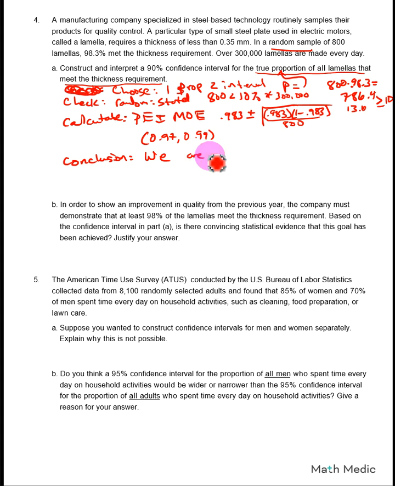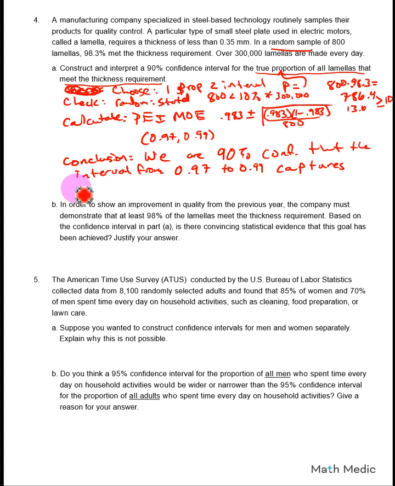We are 90% confident that the interval from 0.97 to 0.99 captures the true proportion of all lamellas that meet the thickness requirement.